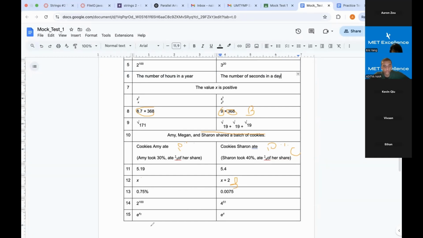All right, moving on to 14. 2 to the 100 versus 4 to the 51st. At first glance, you might think this is bigger, but the way to do this one would be to take 4, which we know is 2 squared. And as Aaron said earlier, we covered this rule earlier, so we can do 2 times 51 to get 2 to the 102. Since 102 is bigger than 100, this is always going to be bigger. So this answer would be B.